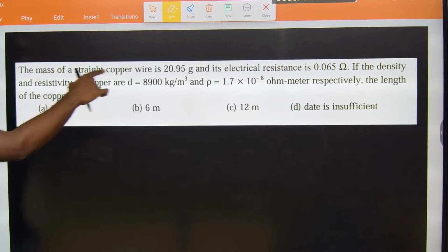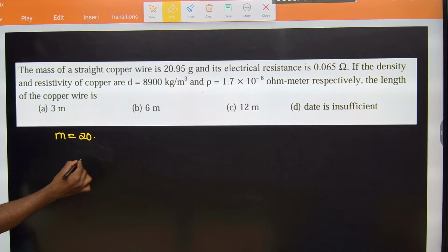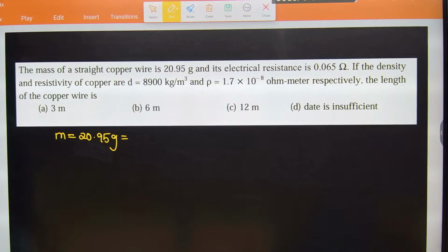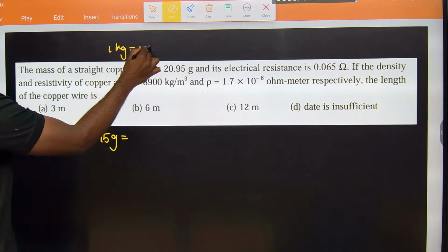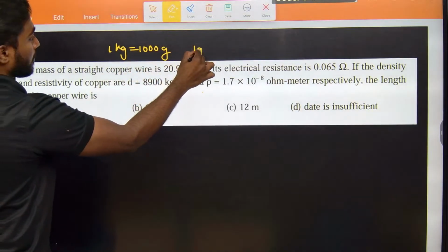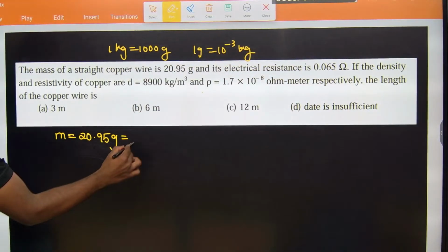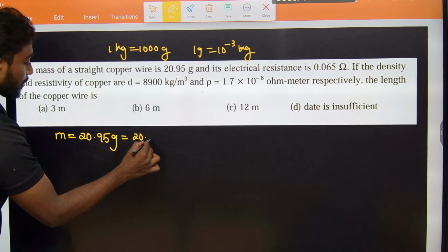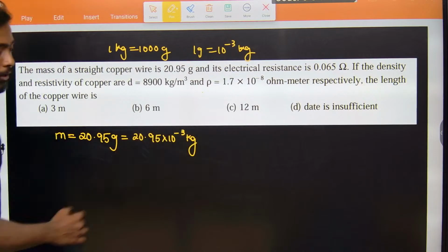So copper wire of mass m is equal to 20.95 gram. Convert it into kg. 1 kg is equal to 1000 gram, so 1 gram is equal to 10 power minus 3 kg. So it is 20.95 into 10 power minus 3 kg. Okay, keep as it is.